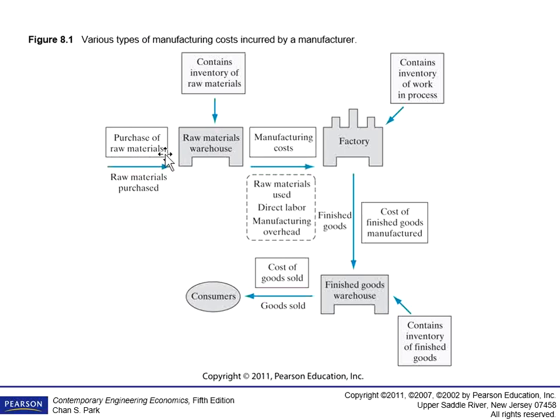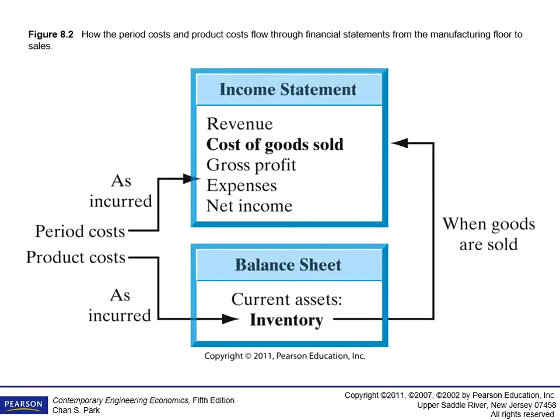From raw material to manufacturing, from manufacturing to finished good, from finished good to the customer, right? This is how the cost flows, right? And how this cost is reported in the financial statements, right? As we said, cost of goods sold is shown in the income statement. Inventory is the cost of the materials which were not sold, right? And expenses as incurred, we call them period costs, right?